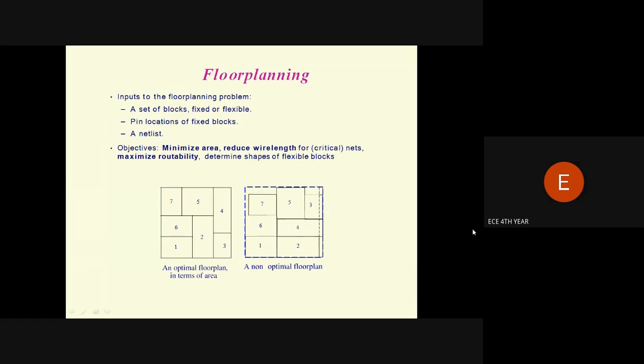An objective of floor planning is minimizing the area, so that the yield should be better. Reducing the wire length, that is the min cut. The interconnection wires should be less. Like the kitchen and the dining, we are placing them side by side because we go through that corridor the most. Those are the critical nets, which communicate the most in the circuit. And maximize routability, and determine the shapes of flexible blocks.